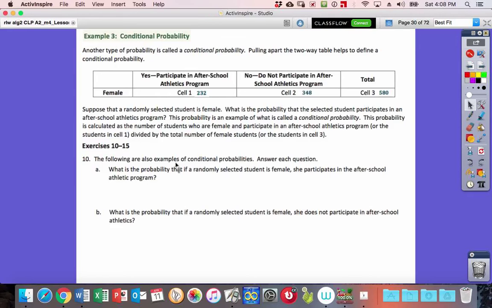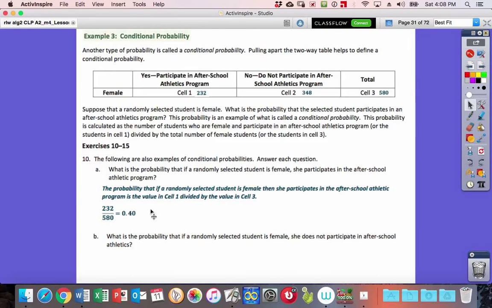Look at the following examples of conditional probabilities. If a randomly selected student is female, so I picked my female out of the bag, and then she participates in after-school programs. So we're looking at right here, 232 is in my table. However, I'm not dividing it by the total number of students this time. I'm dividing it by the total number of females because I selected that female first. And that's kind of the difference on that one.